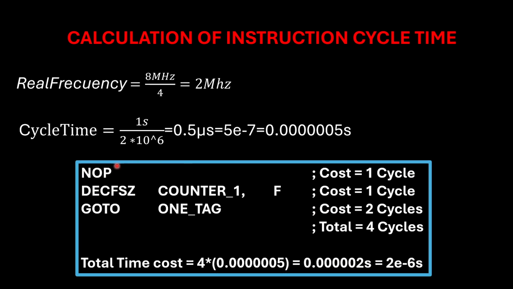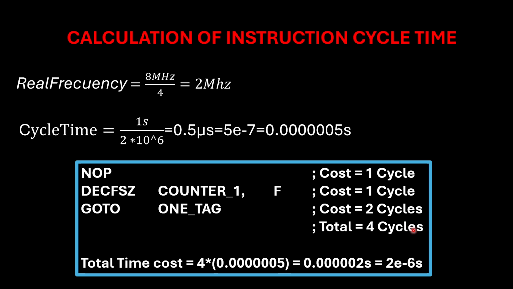So now that we know the time that one cycle will last, we have here a very simple example of 3 lines of code. Okay, we have the no operation, then we have decrement file and skip if zero, and then we also have the goto operation. If we inspect each one, the no operation will have a cost of 1 cycle. Then decrement file and skip if zero will have the cost of 1 cycle again. But the goto operation will have a cost of 2 cycles. Just for these 3 lines of code, we have a total cost of 4 cycles, right?